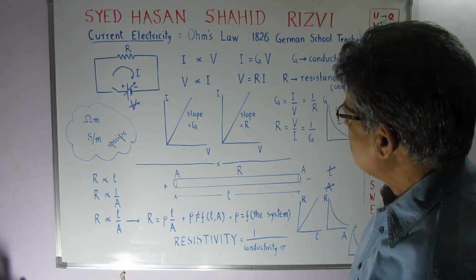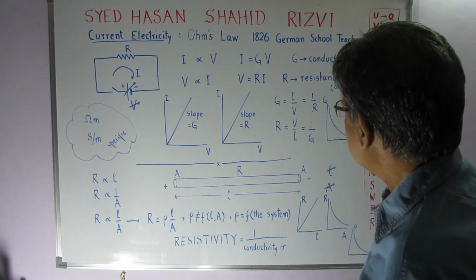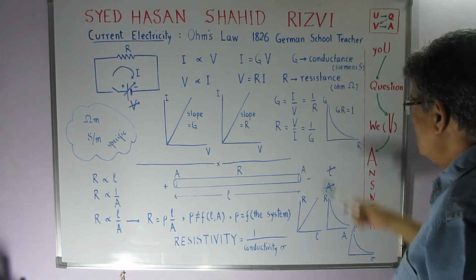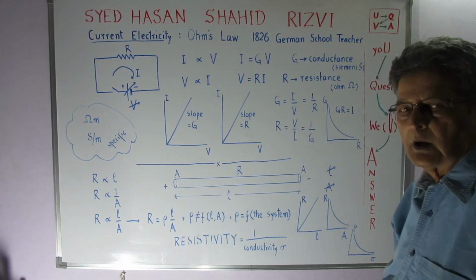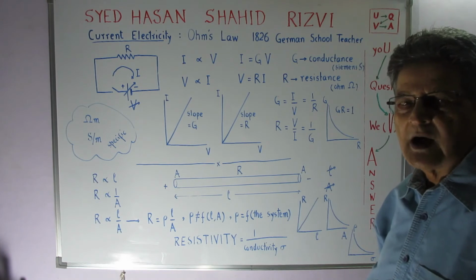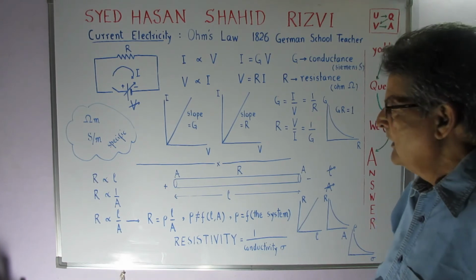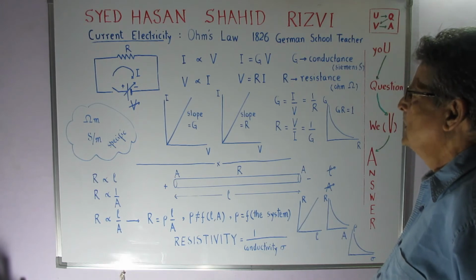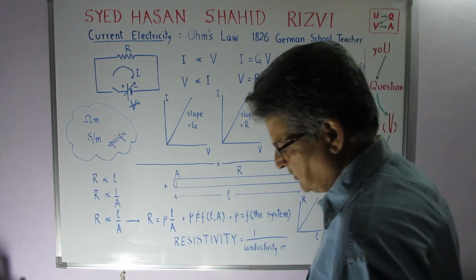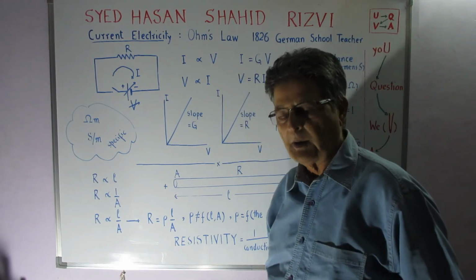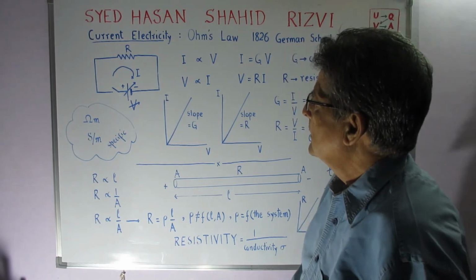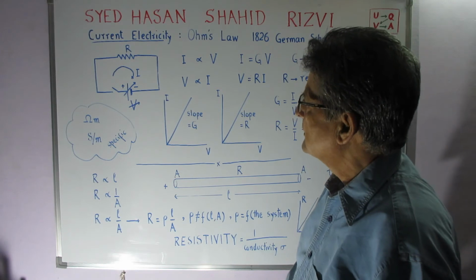This constant is represented by the capital letter G, and it is called conductance. As I told you, the unit is Siemens, S, but earlier it used to be ohm inverse, mho. Till Siemens, the engineer, another German gentleman, was honored by a unit in the electrical systems.